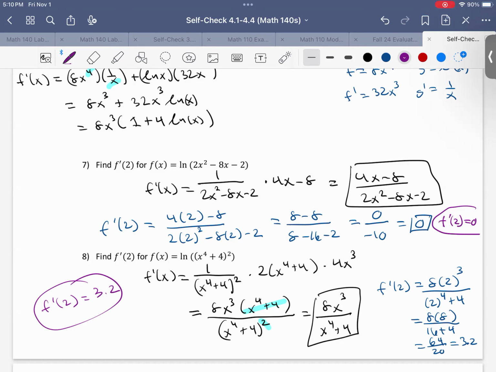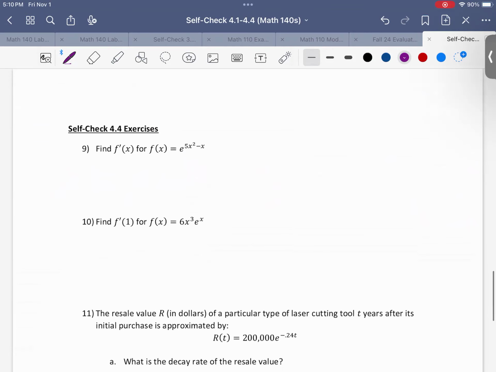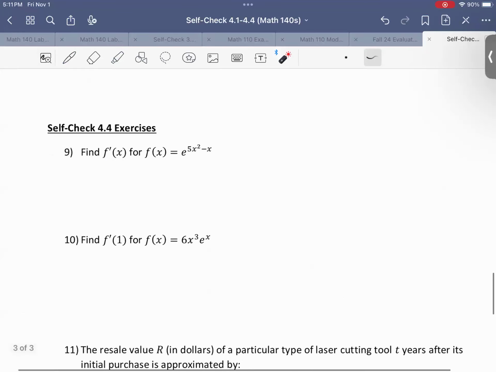Okay, so that's for 4.3. Let's go ahead and try out some 4.4 exercises now. So 4.4, we want to find the derivative of this exponential function. So f of x equals e to the 5x squared minus x. I want to find the derivative of that.